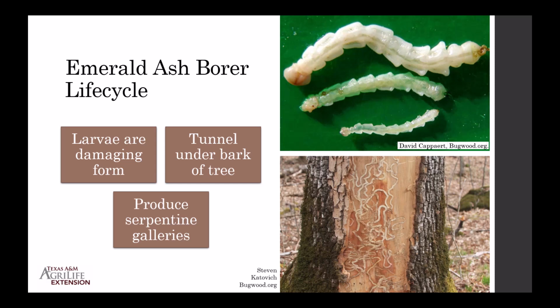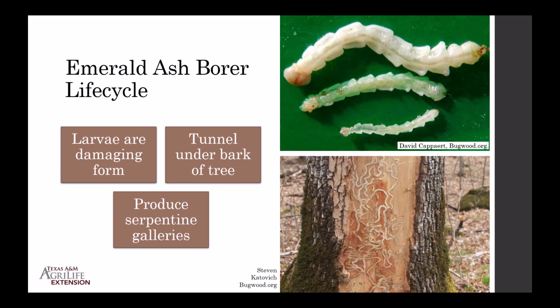Larvae burrow just under the bark of the tree and produce S-shaped or serpentine or snake-like galleries. The burrowing of the emerald ash borer essentially girdles the tree, cutting off the food and water supply to the tree and starving it.